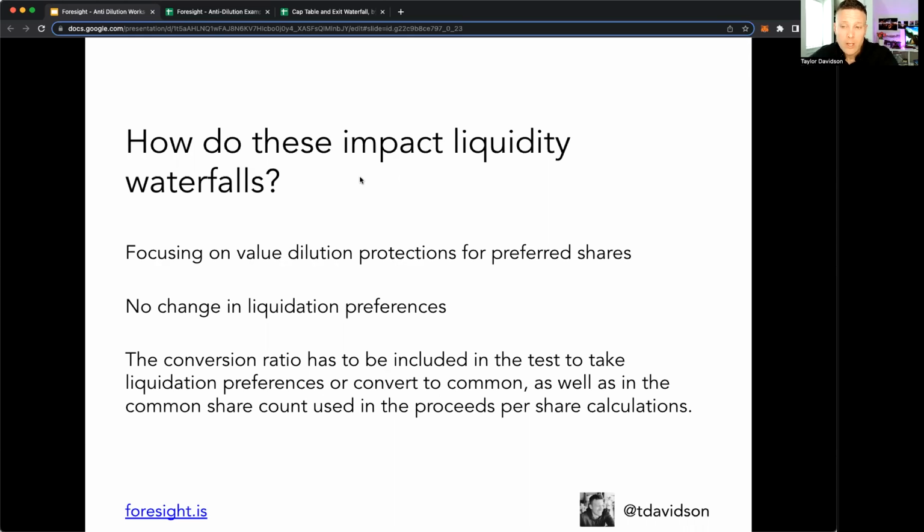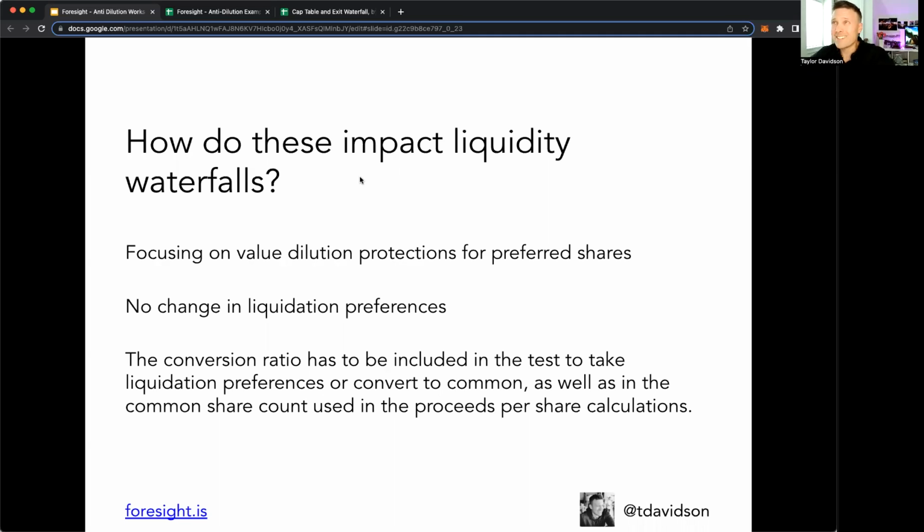So you would say, okay, if I get one share of common, then I'm making one decision to take my liquidation preference or convert to common. However, if I get two shares per preferred, then that decision may change a little bit. So one of the core concepts underlying how to do waterfalls is this test: do I take my liquidation preference or do I convert to common, from an investor's perspective? We just have to make sure we account for the conversion ratio as part of that.